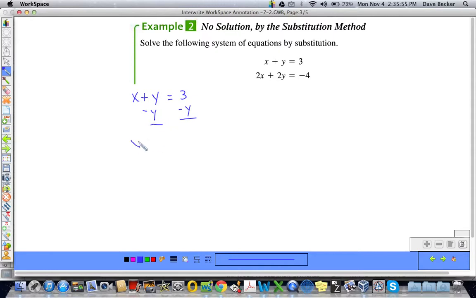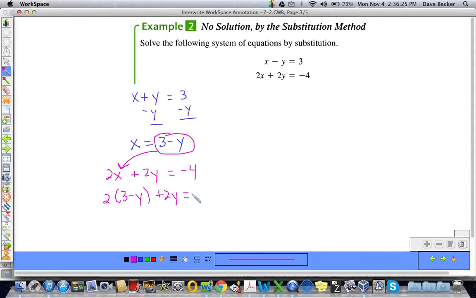And I get x equals 3 minus y. And then I have my other equation, 2x plus 2y equals negative 4. So I'm going to replace this x right here with 3 minus y since the x's are equivalent. So I'm going to take 3 minus y and substitute it for x, and I get 2 multiplied by 3 minus y plus 2y equals negative 4.